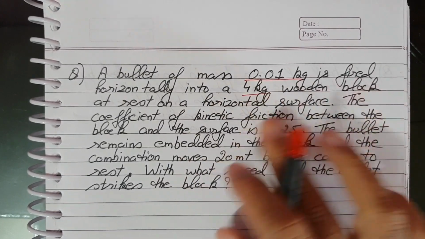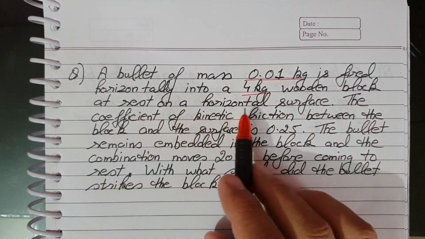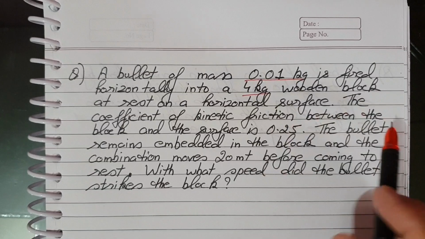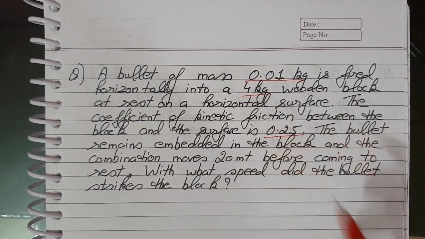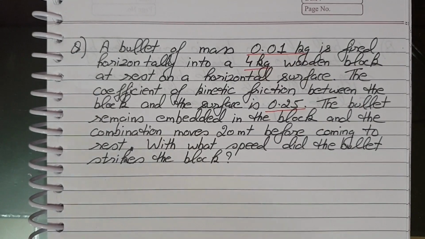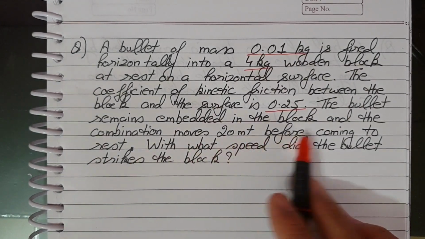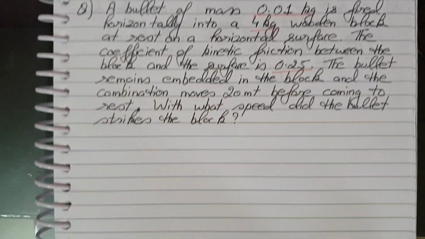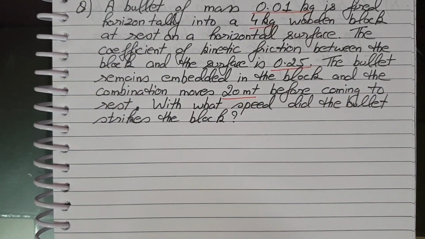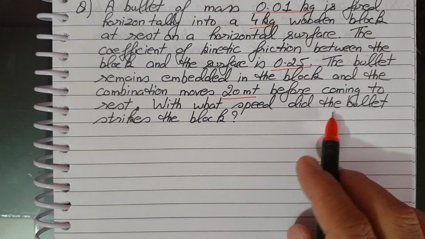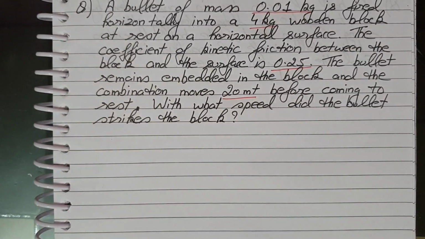Our first question is, a bullet of mass 0.01 kg is fired horizontally into a 4 kg wooden block at rest on a horizontal surface. The coefficient of kinetic friction between the block and the surface is 0.25. The bullet remains embedded in the block and the combination moves 20 meter before coming to rest. With what speed did the bullet strike the block?